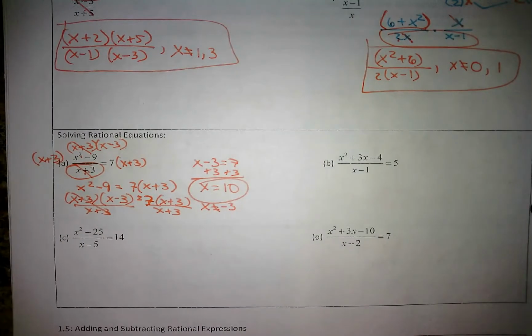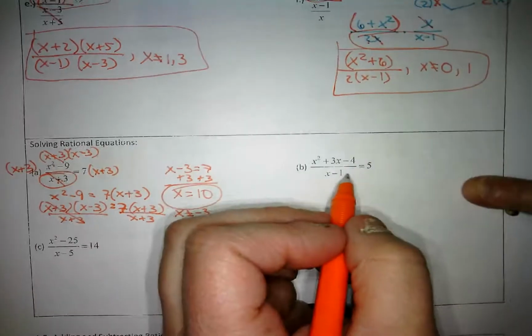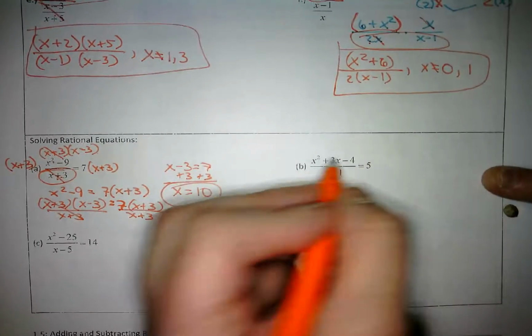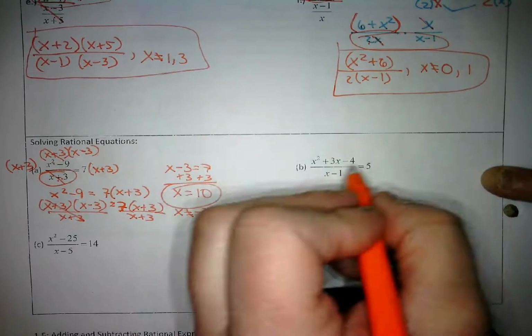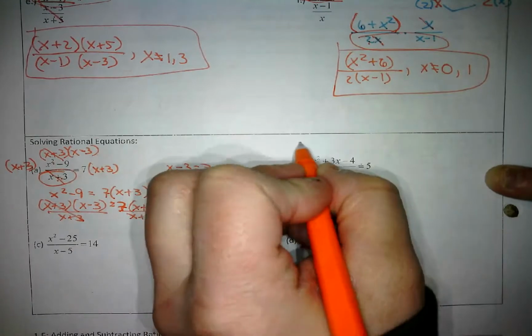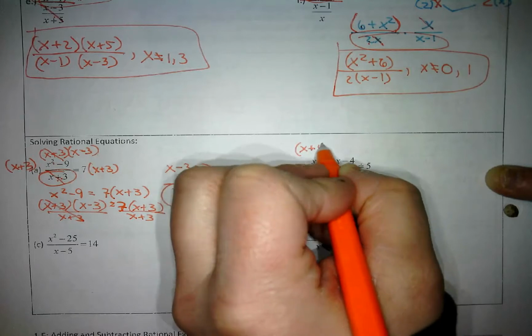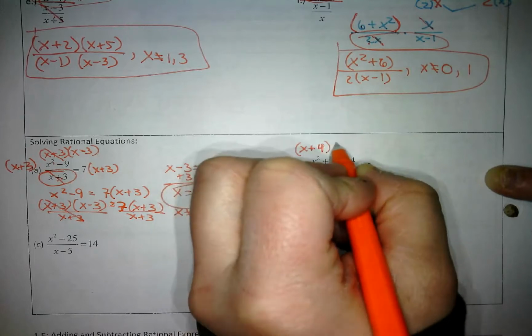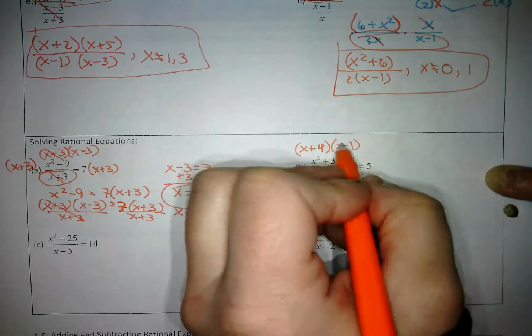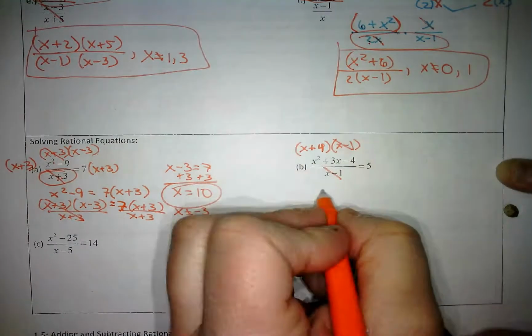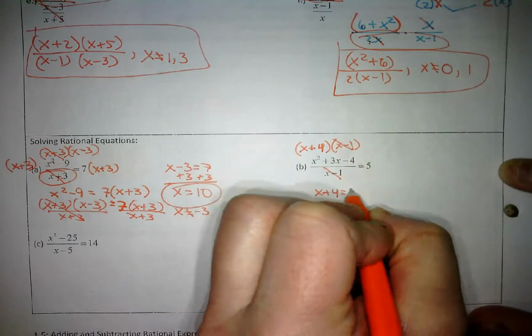So let's go on ahead and take a look at this next one. The first thing I'm going to do here is factor, unlike I did here. So I'm going to factor here. What multiplies to negative 4 and adds to positive 3 is going to be 4 and negative 1. So now that's going to cancel. So now I'm left with just x plus 4 equals 5. Subtract 4 from both sides and x equals 1.